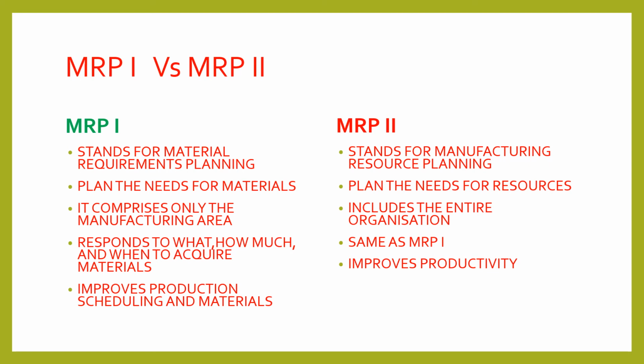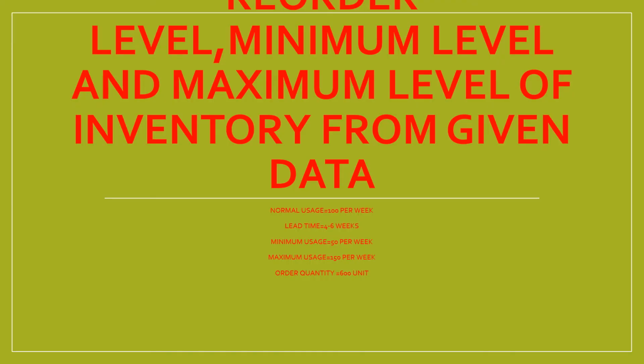MRP1 comprises only the manufacturing area, as it is only dealing with the materials. MRP2 includes the entire organization, as it comprises the whole manufacturing resource. Both respond to what, how much, and when to acquire material. It is also the same as MRP1: it improves production scheduling and material productivity. So these things are almost the same.